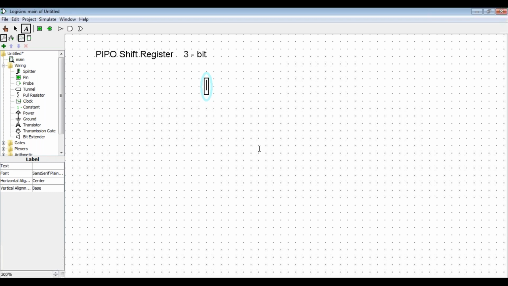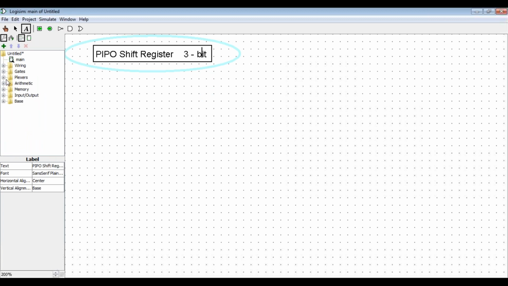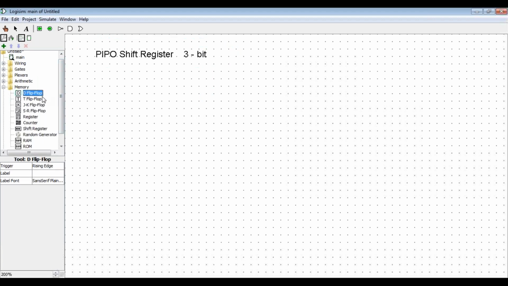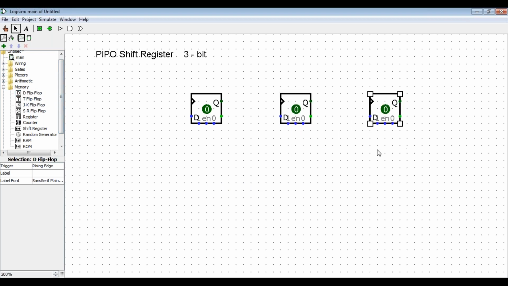This is very simple. Parallel in, parallel out is very simple compared with your serial in, serial out. So I'm considering a 3-bit shift register, parallel in, parallel out. For that I need 3 flip-flops. In this case also I am taking D flip-flop. You can choose any flip-flop; I am just taking D flip-flop. So I need 3 D flip-flops because I'm going for a 3-bit shift register.